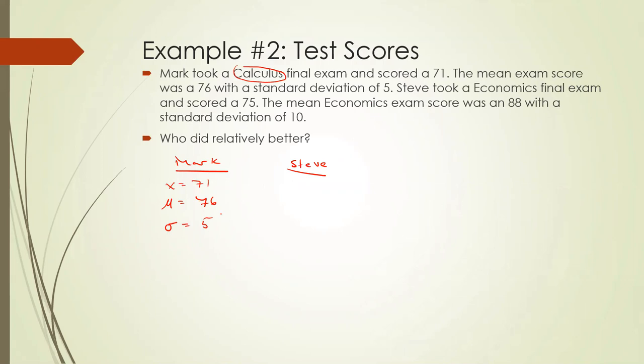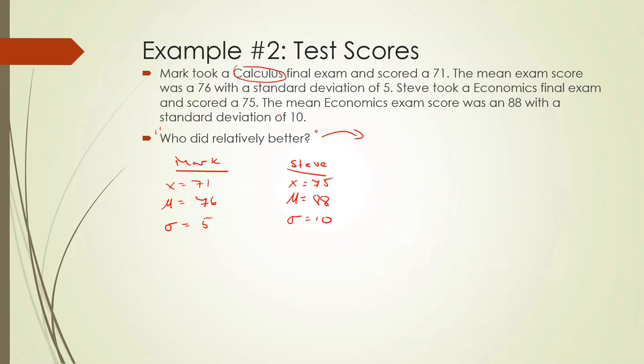All right, Steve took an economics final exam and he got a 75. So Steve got higher on his final exam than Mark, okay? But why is it an unfair direct comparison? Is a calculus class generally a little bit harder than an economics class, do you think? Yep, different courses. So it turns out that the average in the economics class was an 88 with a standard deviation of 10. So the question is this, who did relatively better?